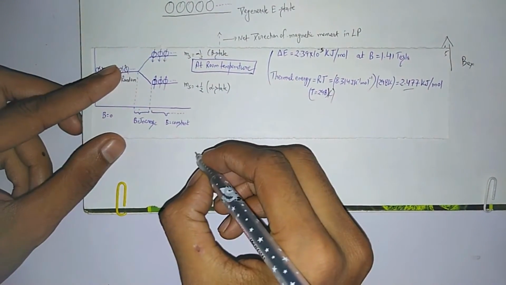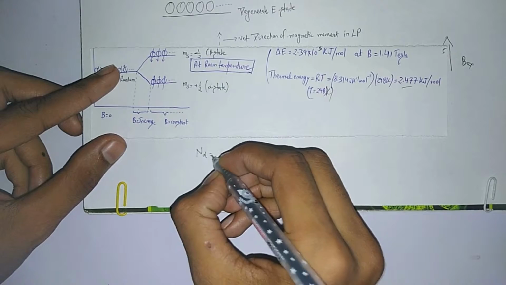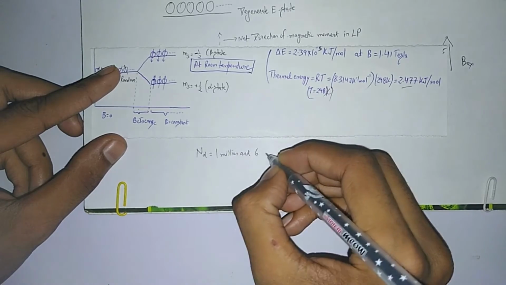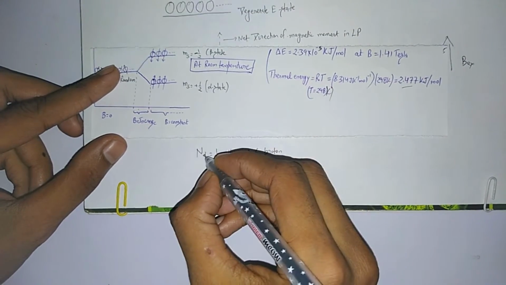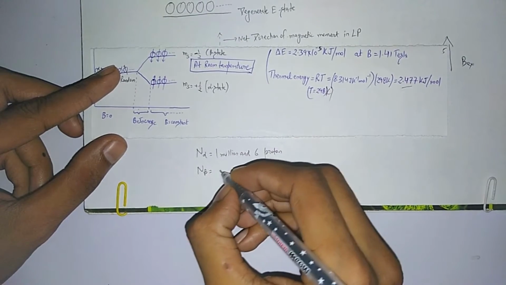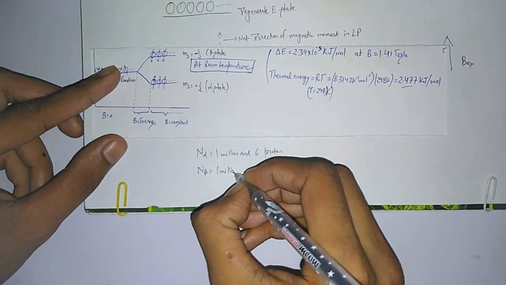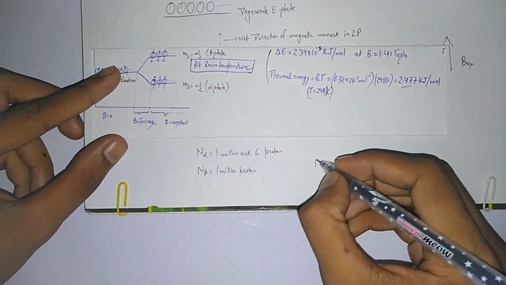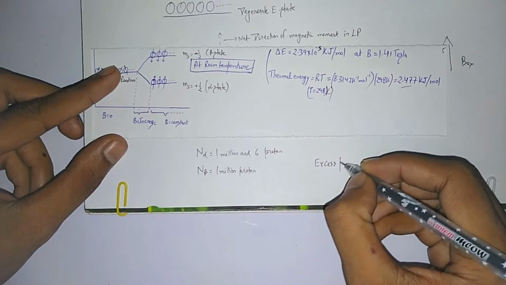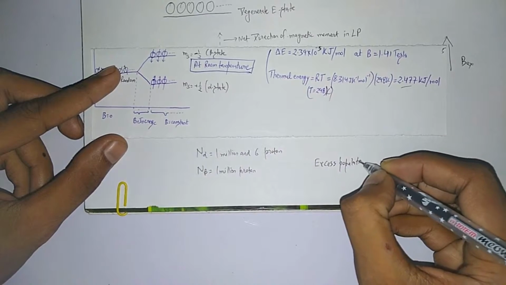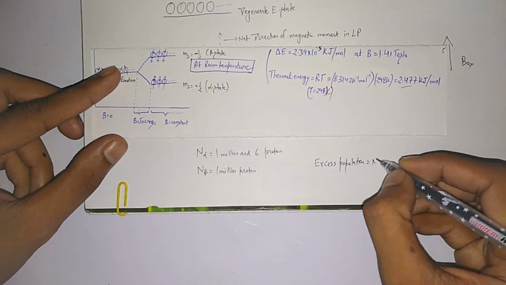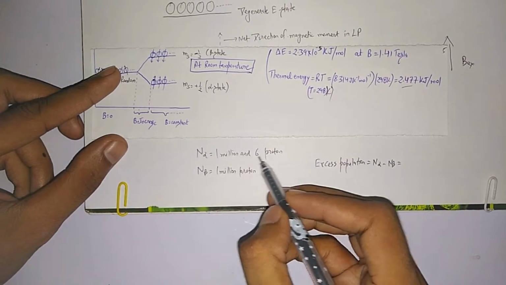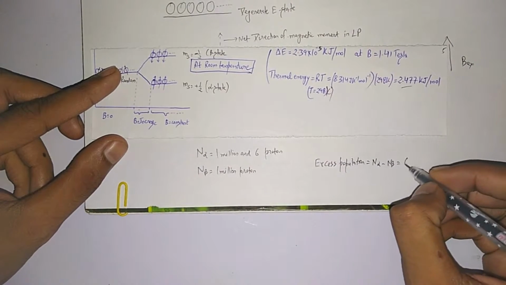For example, you have 1,000,006 protons in the alpha state, and in the beta state we have 1,000,000 protons. Then the excess population will be equal to n alpha minus n beta, which comes out to be 1,000,006 protons minus 1,000,000 protons, equal to 6 protons.